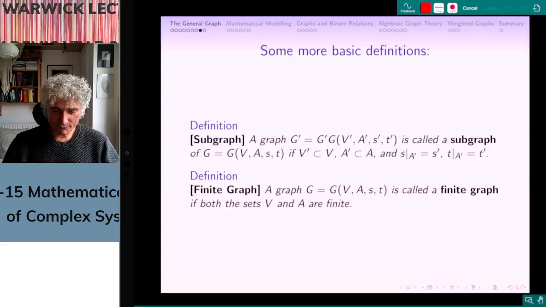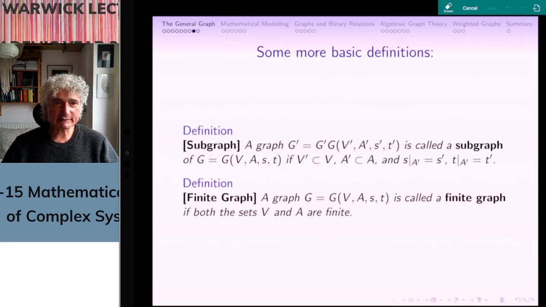Okay, let's go further. This illustration already showed that you can look at subgraphs. So a subgraph is a graph G prime and that is a subgraph of another graph G.